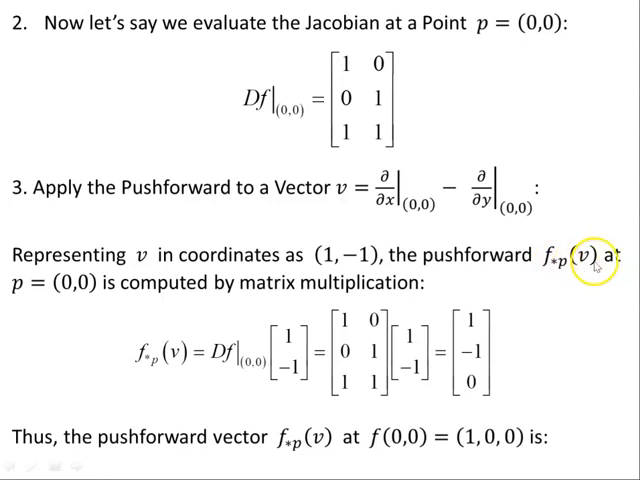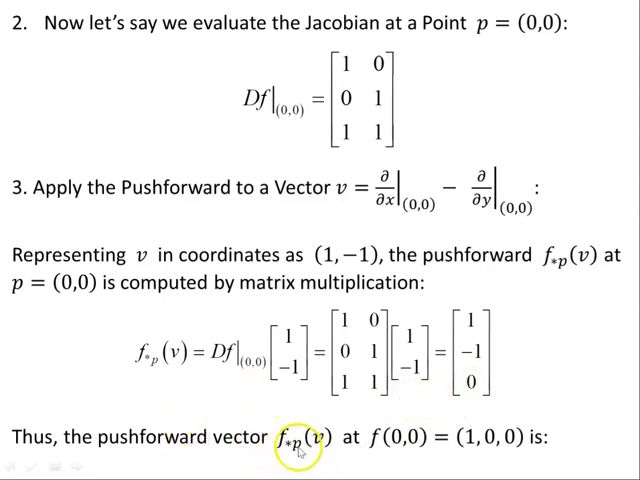Okay, the push forward f star p of v at p equals 0, 0 is computed by matrix multiplication. So f star p of v is the Jacobian of f evaluated at 0, 0, this point here on M, times this vector here in component form, which is 1, minus 1. When we carry out the multiplication, 1 by 1 is 1, because 0 by minus 1 is nothing, so we end up with 1. 1 by 0 is nothing, minus 1 by 1 is minus 1, and 1 by 1 is 1, and minus 1 by 1 is minus 1, adding together we get 0, all right?